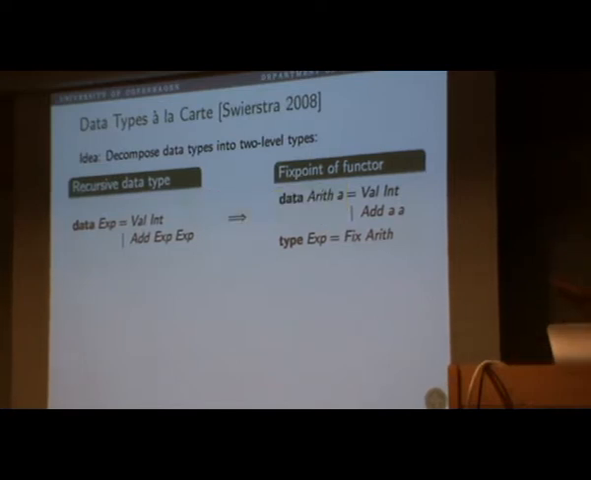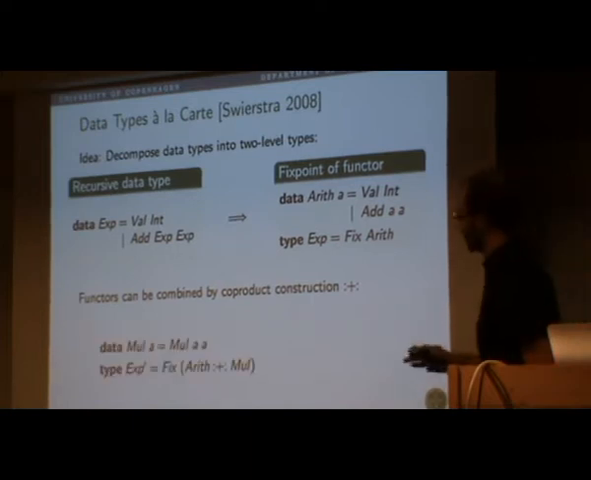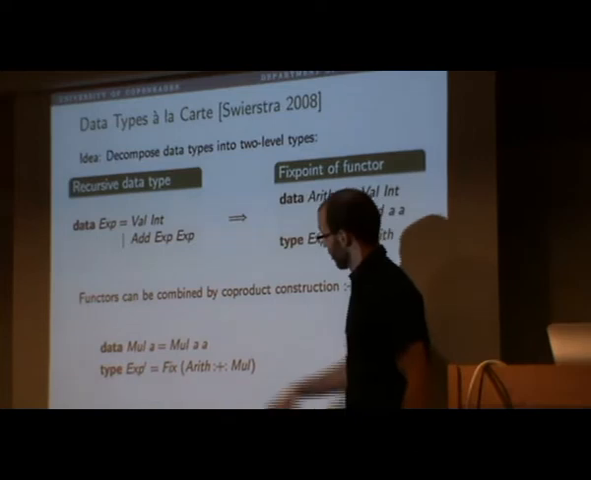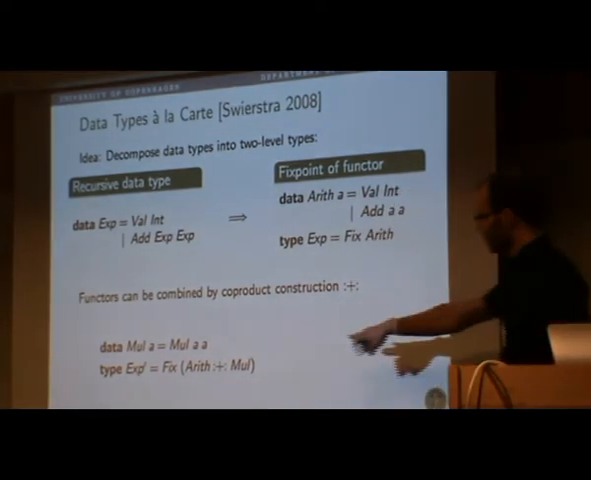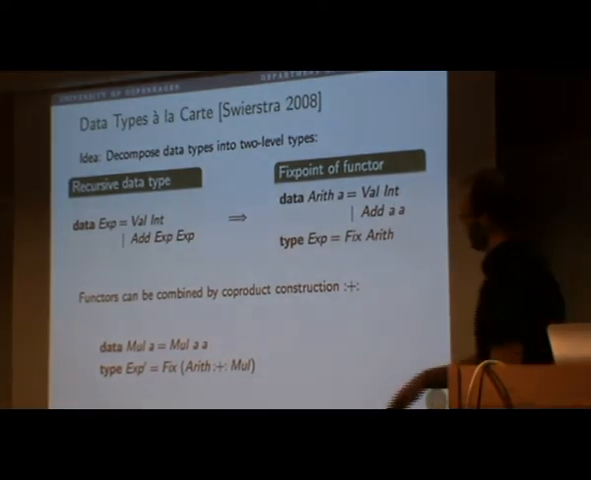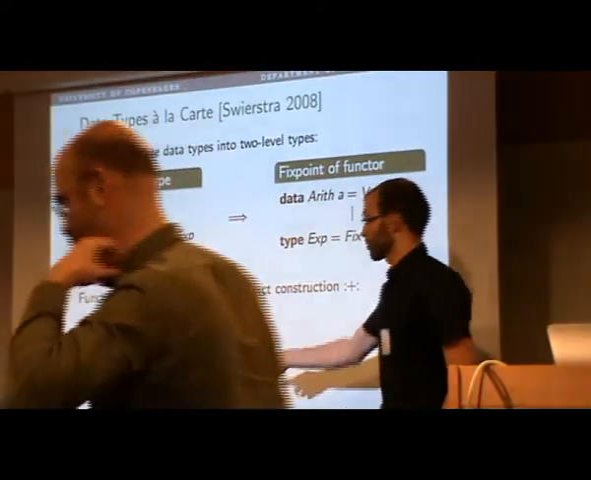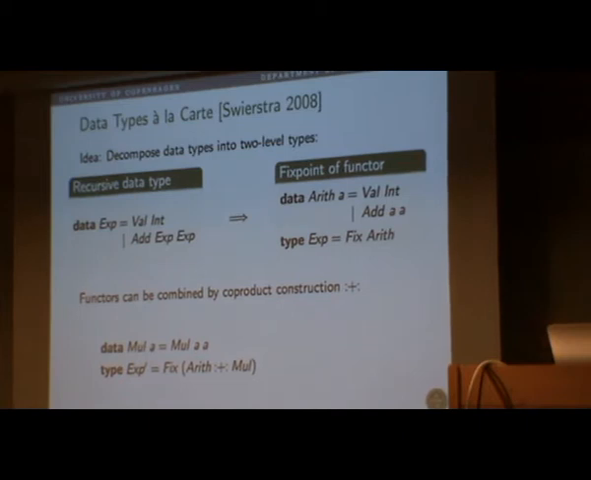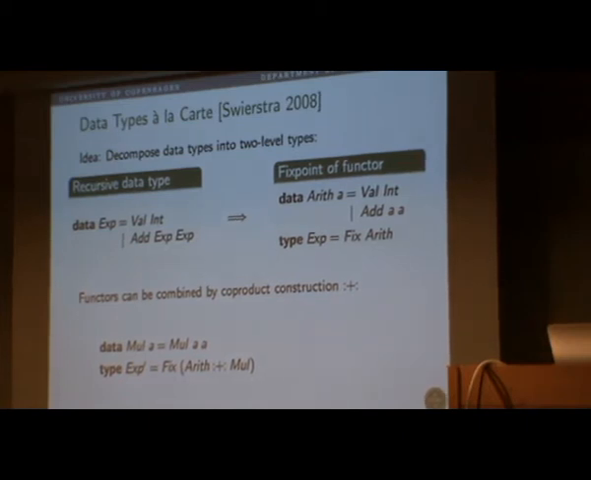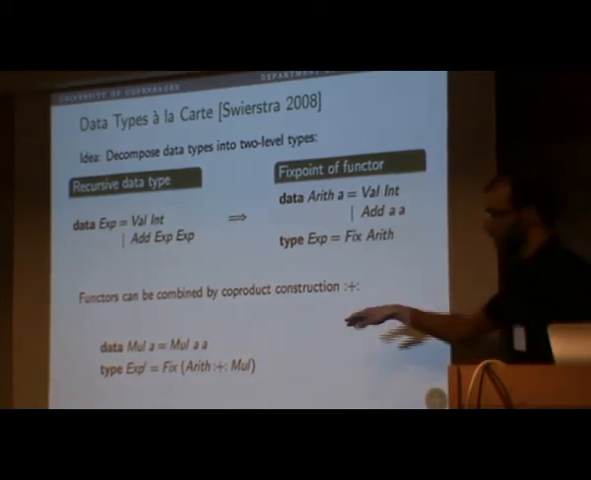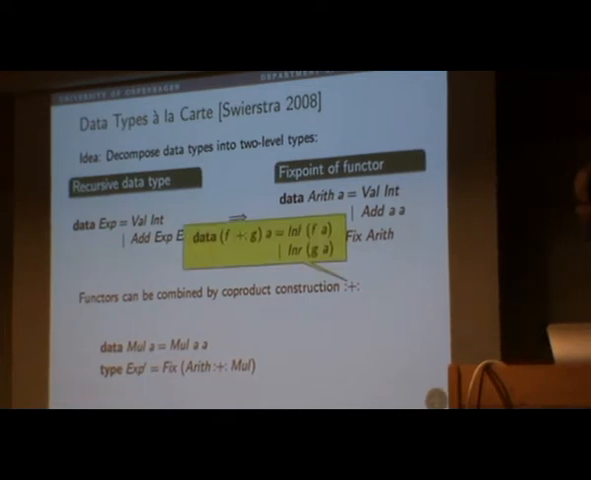The nice thing about these functor representations is that we can combine these functors using a coproduct. For example, if we want to add multiplication to our expression language, we can simply say, well, we take the original functor Arith and add Mul and take a fixed point of that. So we get an expression language that also has the multiplication function. And again, we can define this coproduct very easily.